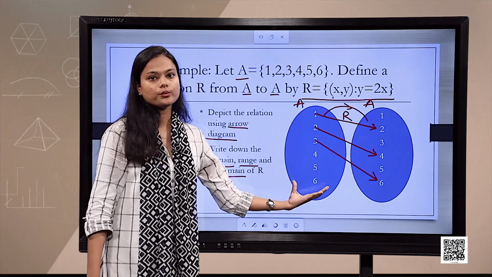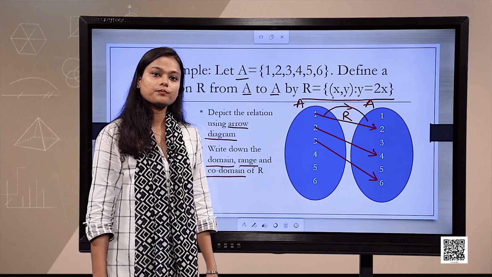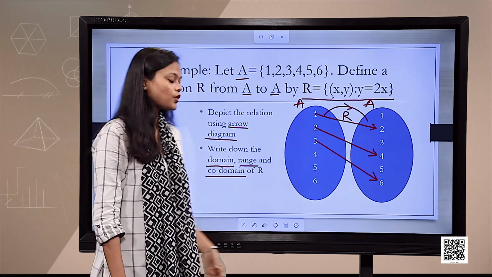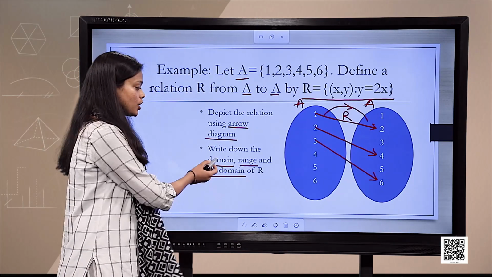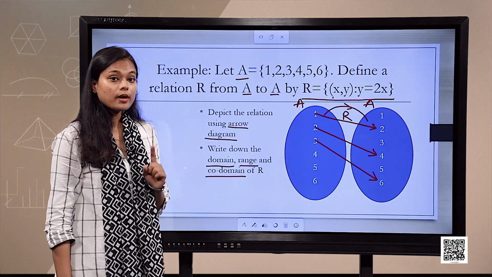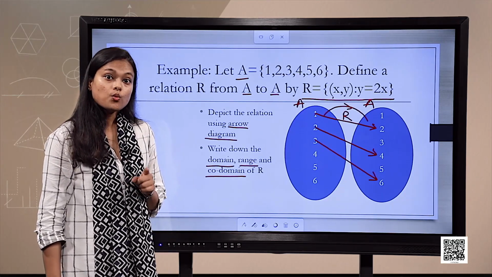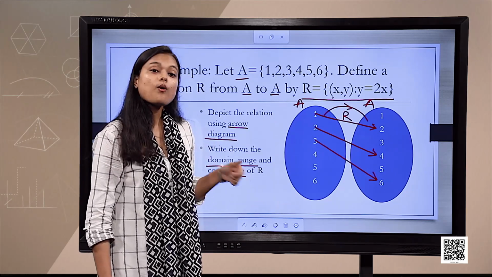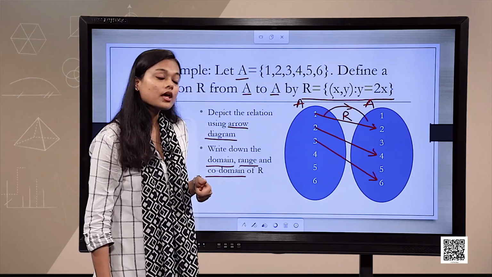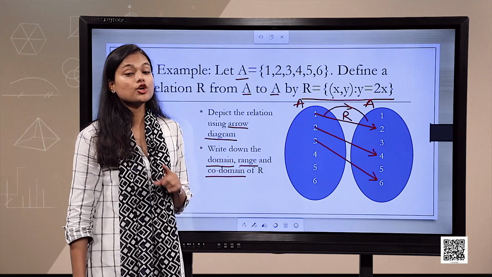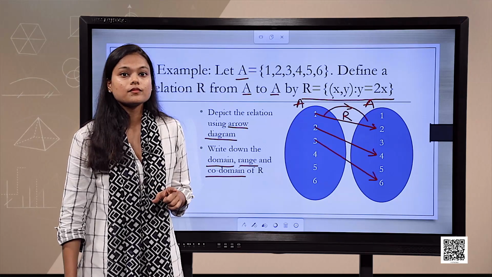This is how we represent it. Now, in this, what we have to find out? Domain, range and codomain. Remember, I have asked you, will each and every element of the first set always be in the domain? Now, see here, it is giving me the answer for that. No, it is not necessary.